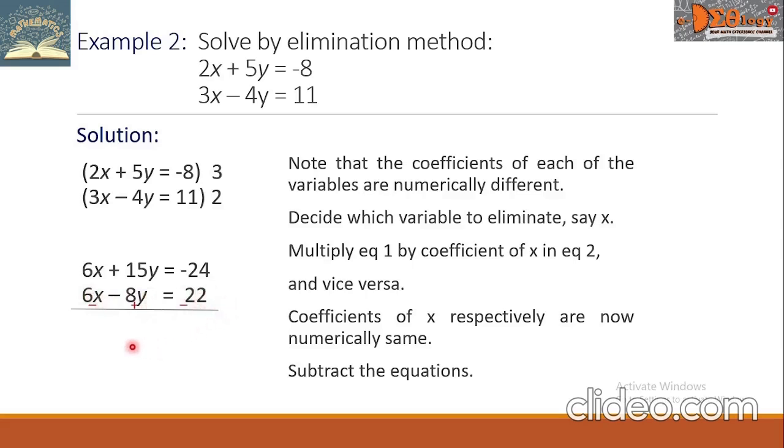Then we proceed to addition. 6x plus negative 6x is canceled. 15y plus 8y is 23y. Negative 24 plus negative 22 is negative 46. And we want to get the value of y, so we divide the equation by 23. So y equals negative 2. We have now the value of y.